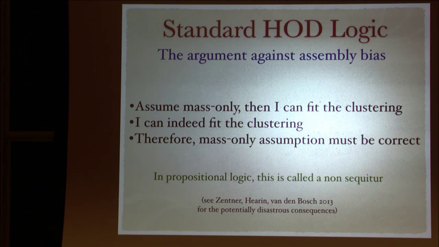Okay, so the standard logic that is unfortunately common for arguments that we don't need to worry about assembly bias is as follows. So I assume that I have an HOD which depends on only mass, and then that allows me to run a fit on, say, clustering data. And then I can indeed fit the clustering data. And then I conclude, well, therefore, assembly bias couldn't be too much of a problem, right? Because otherwise I wouldn't be able to fit the clustering data. Okay, so this is a non sequitur. It's a conclusion that does not follow from the provided evidence, right?